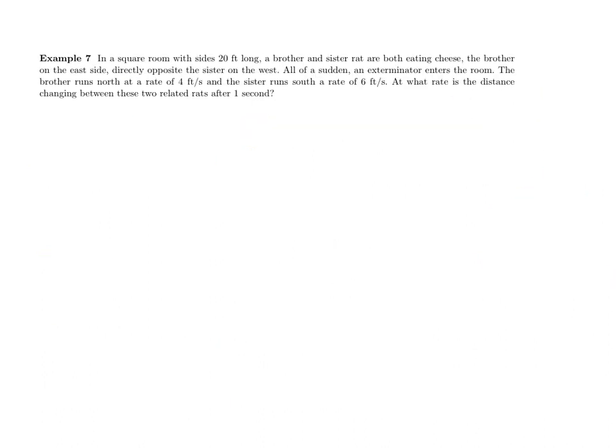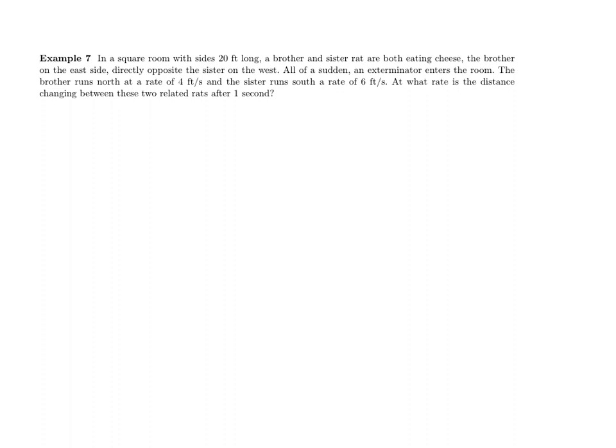Example 7 says, in a square room with sides 20 feet long, a brother and sister rat are both eating cheese. The brother on the east side directly opposite the sister on the west. And then all of a sudden, an exterminator enters the room. The brother runs north at a rate of 4 feet per second, and the sister runs south at a rate of 6 feet per second.